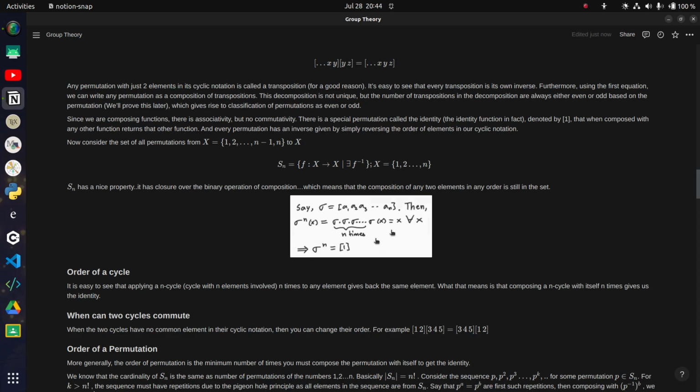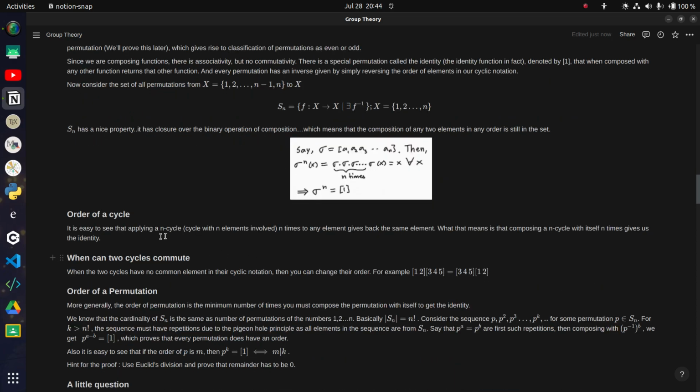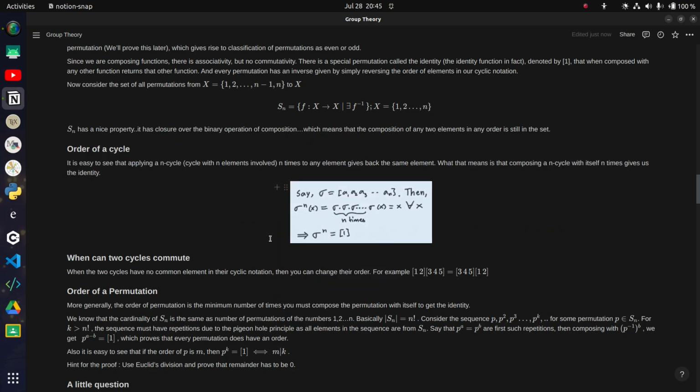Oh yeah, okay. So this is about the order of a cycle. I guess it's misplaced. So it's easy to see that applying an n cycle with n elements involved n times to any element gives back the same element. What that means is that composing an n cycle with itself n times gives us the identity, because it's happening for all elements involved in the cycle. For other elements that are not involved, well, it's already behaving like an identity in any case. And I should move this picture down, so I guess over here.